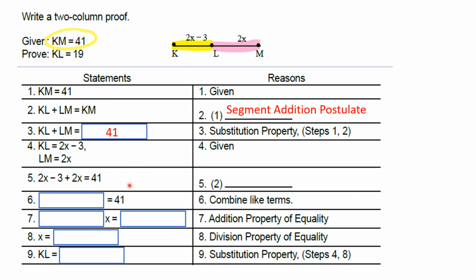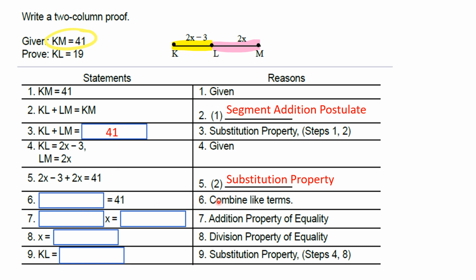All right, line 4 to line 5. Let's see. We've got 2x minus 3 plus 2x equals 41. So we're really working off of line 3 here, combining line 3 and line 4. If KL plus LM is 41, and KL is 2x minus 3, and LM is 2x, well, let's substitute that in. All right, so that's the substitution property. That's supposed to add up to 41.